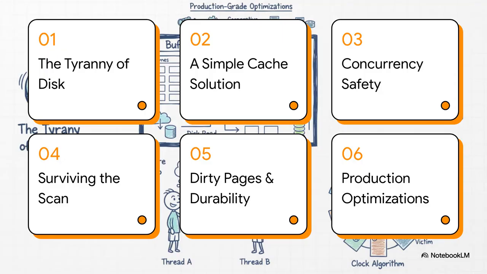All right, so here's the plan. We're going to dive right in and build a buffer pool manager from the ground up, starting with the big, ugly problem it's designed to just obliterate. We'll look at the tyranny of disk, cook up a simple cache, make it concurrency safe, and then figure out how to survive nasty sequential scans. After that, we'll tackle dirty pages and durability, and finally, look at some pro-level optimizations.